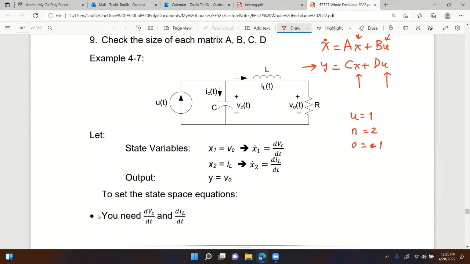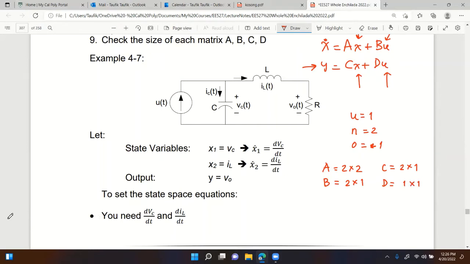So just by knowing these numbers, I already know what to expect from A, B, C, and D. A should be a 2 by 2, and B should be N by I, so a 2 by 1 matrix. C should be, what is it? O by N, if I'm not mistaken. O by N is 2 by 1. And the matrix D would be O by I, I believe. So that's 1 by 1.